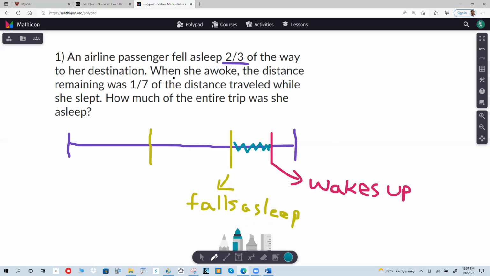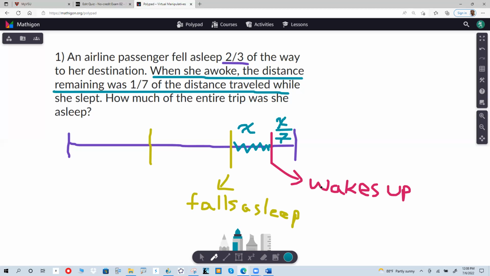Now this part is very hard and you really want to make sure you get it. They're saying when she awoke at the pink point, the distance remaining is 1/7 of the distance traveled over the wavy part, traveled while she slept. If the sleeping part is x, this has to be x/7. And this is really what you want to understand. This second line, the one that I underlined, is the hardest part, because it says, when she awoke at the pink mark, the distance remaining, which is the last section of the purple line, must be 1/7 of the distance traveled while she slept.